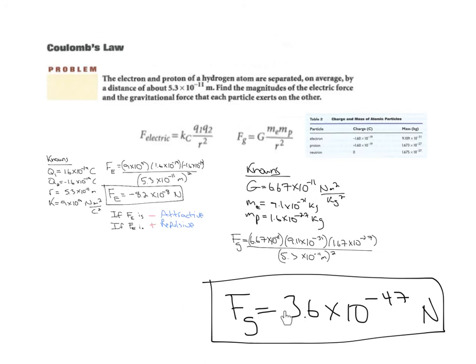We get a force of gravity of 3.6 times 10 to the negative 47th newtons. That's super, super small. That's so small that it's almost negligible. In fact, when you compare the electric force, it's 10 to the negative 8. That's almost 10 to the 40 power times stronger than the force of gravity. And that has some implications that we'll talk about in class. But just know the electric force is much, much bigger than the gravitational force when the particles are close together.